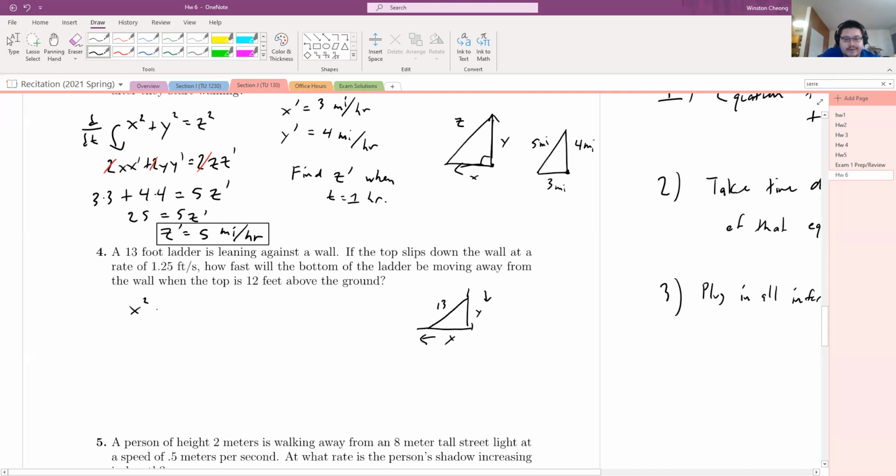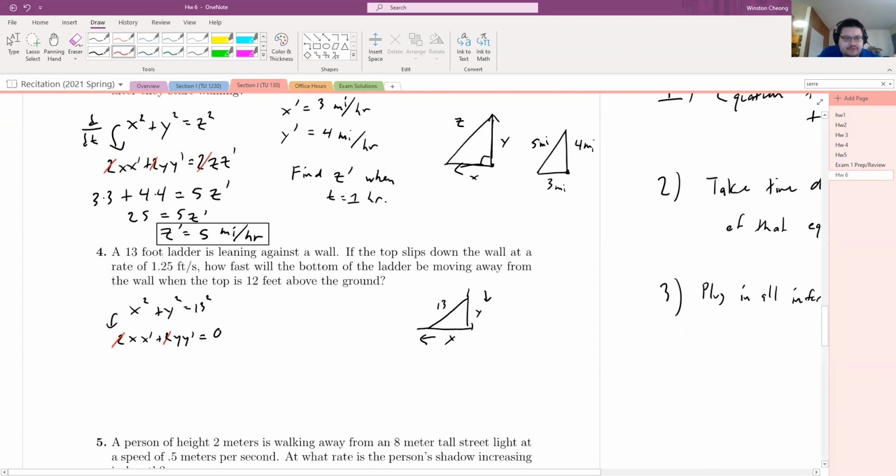describes the situation. x squared plus y squared is equal to 13 squared. But then when I take that derivative, I'm going to get 2x x prime plus 2y y prime is equal to 0. So this is where it is slightly different from the first problem. In the first problem, our z was changing. Here, our z does not change. Again, the 2's are redundant here, so we can just divide the whole equation by 2. Those will cancel.